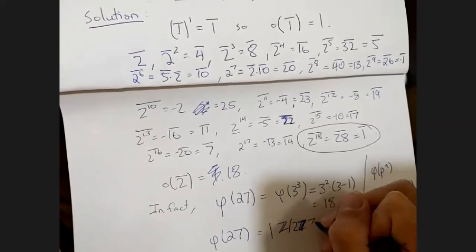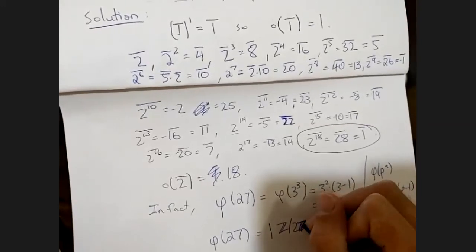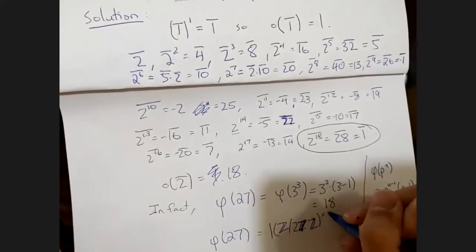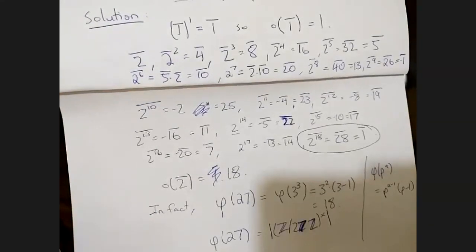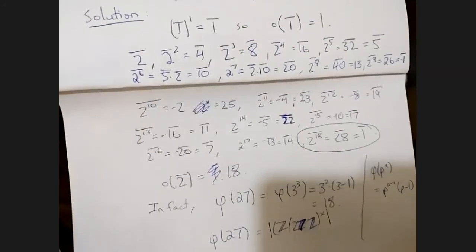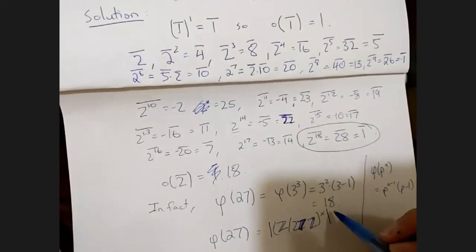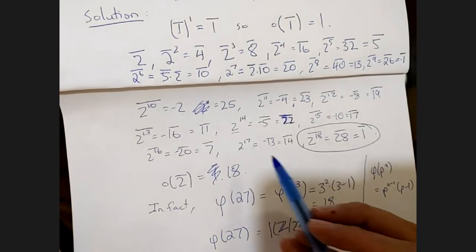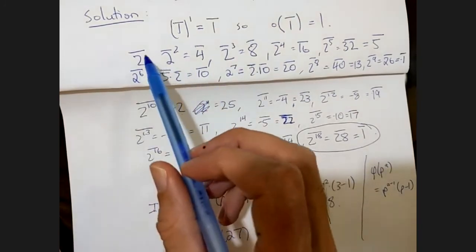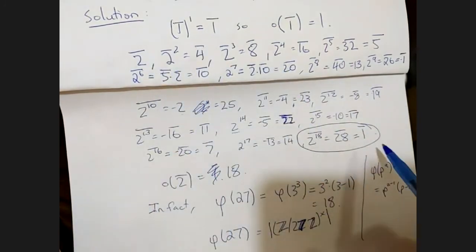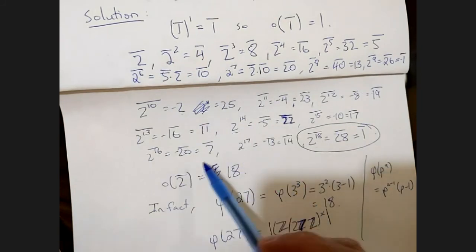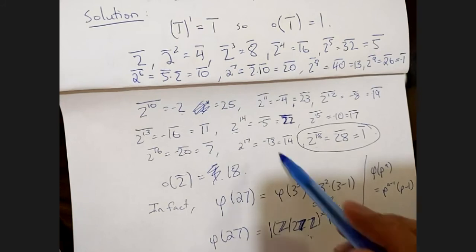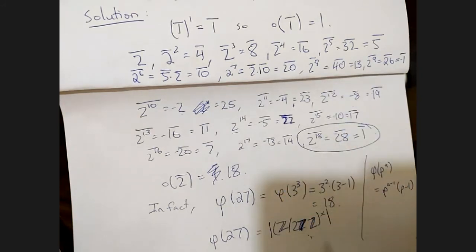And phi of 27 is the number of elements of this group, Z mod 27Z cross. So there are 18 integers between 1 and 27 which are coprime to 27. And if I look through the powers of 2, I got 18 different powers of 2. In particular, everything in this group can be written as 2 to the something.